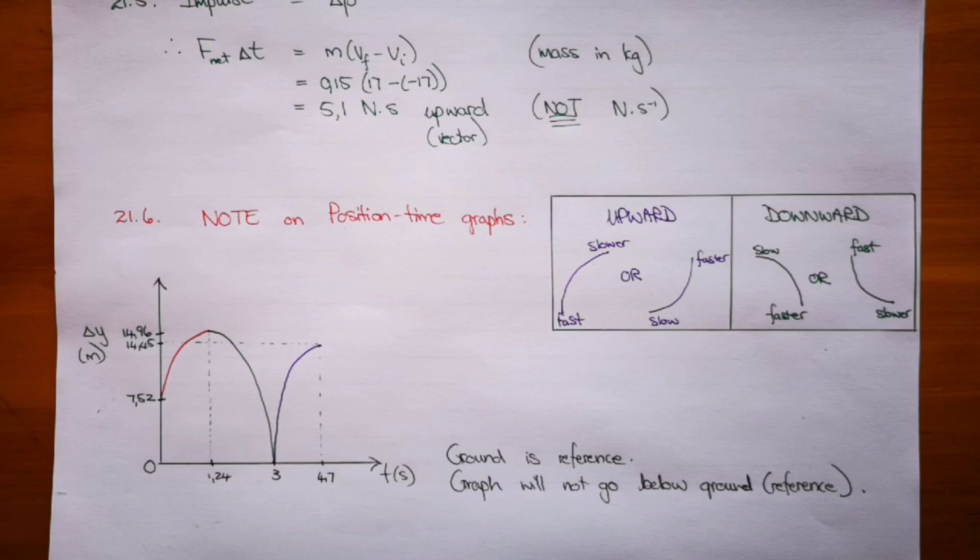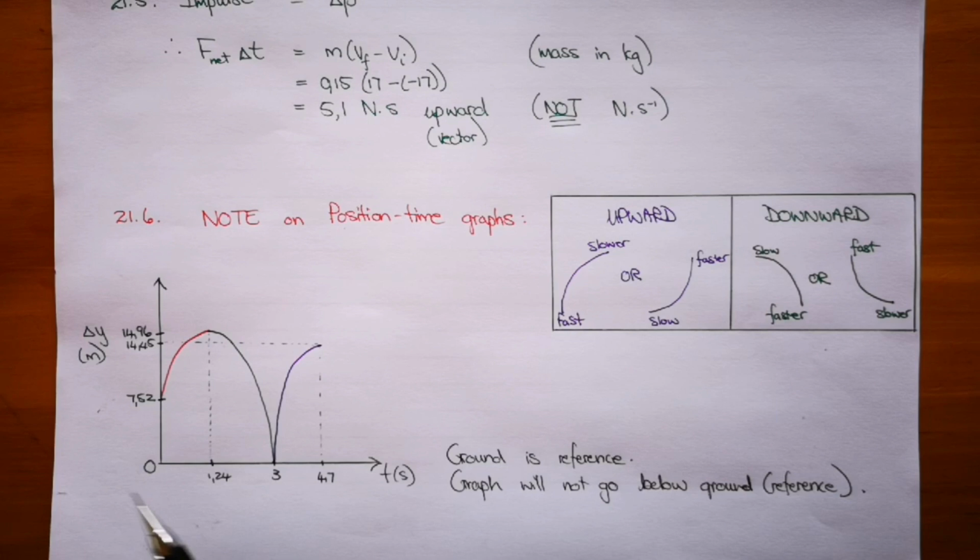Now we get to 21.6, the graph. Draw the corresponding position versus time graph for the entire motion of the ball. Take up as positive, which we've been doing all along, and the ground as zero reference. If the ground is zero reference, this graph is not going to go any lower than the ground, so you can take your ground there, and we know that everything will be above it.